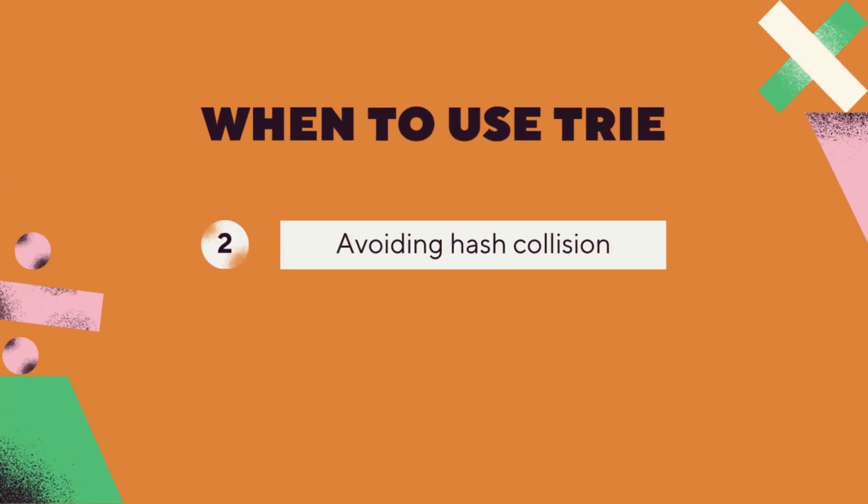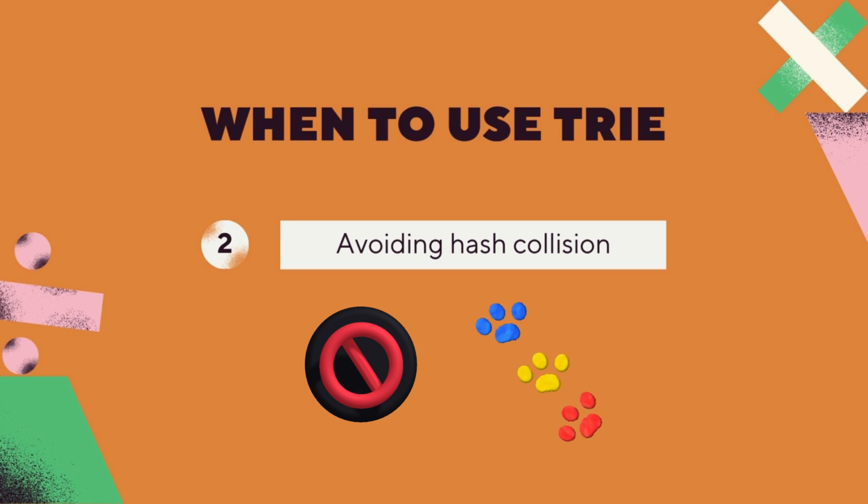Next is avoiding hash collisions. So no need for hash functions. Strings are stored as paths in the tree.